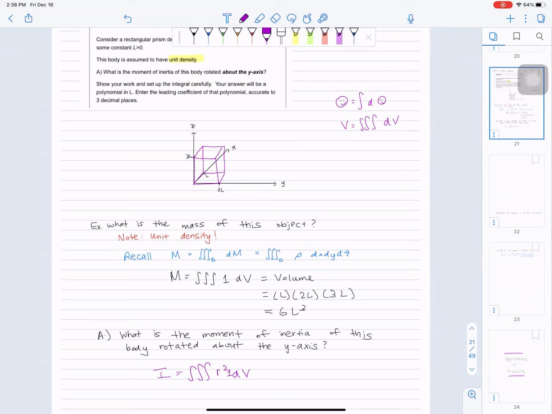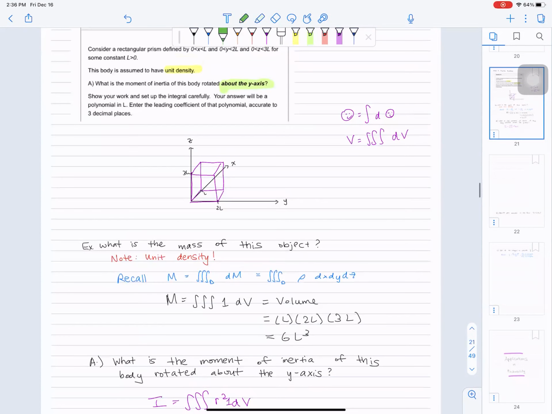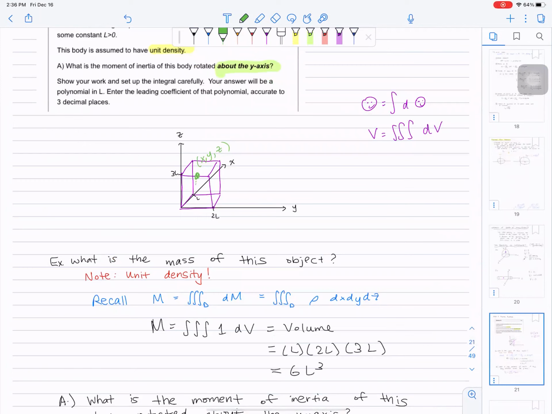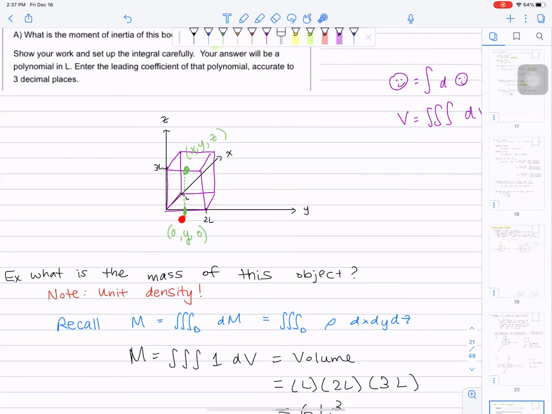Okay, what is r squared? How do I find r? R is the distance from any arbitrary point to the axis that I'm rotating about. I'm rotating about the y-axis. So if I pick an arbitrary point, let's call it xyz, and I want to find its distance to the y-axis, meaning the closest distance it has to the y-axis, well, it's going to have the same y value, right? But x and z will be 0. That's the closest point that xyz has to the y-axis.